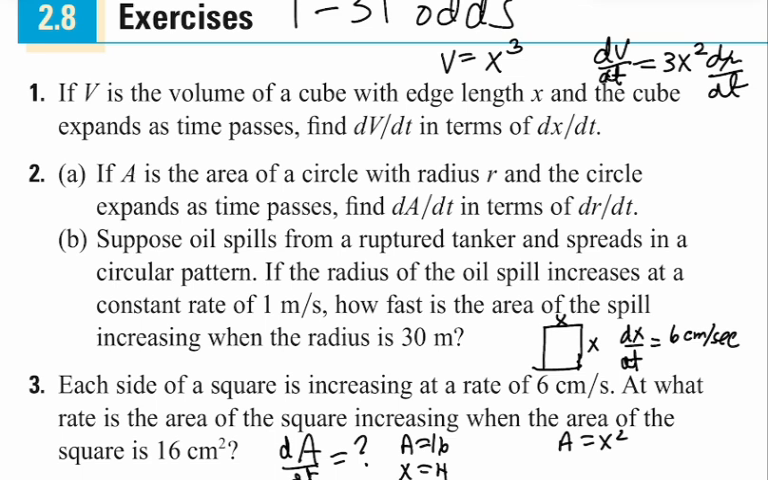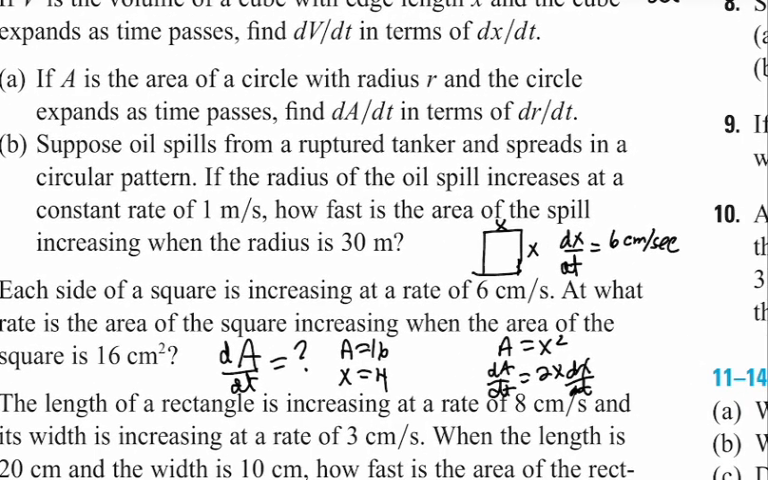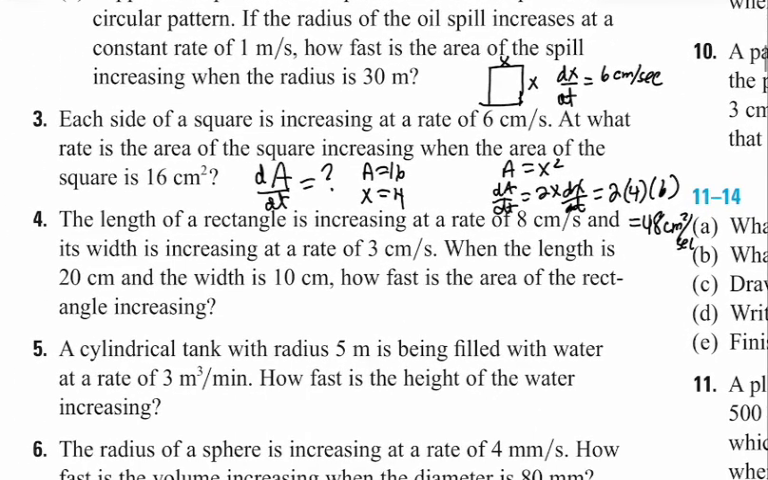And so we get that dA/dt is 2x dx/dt. Now, to find dA/dt, we need to substitute what we know in. So that's 2 times 4 times 6, which is 48 square centimeters per second. Let's look at number 5.